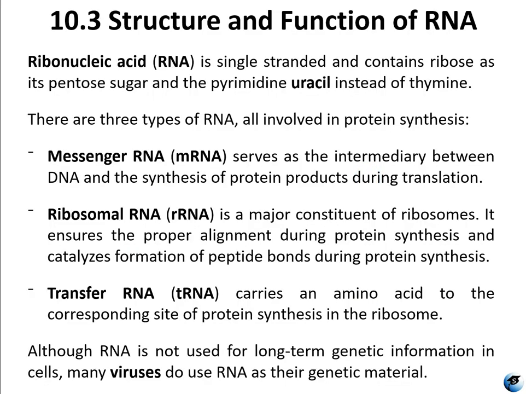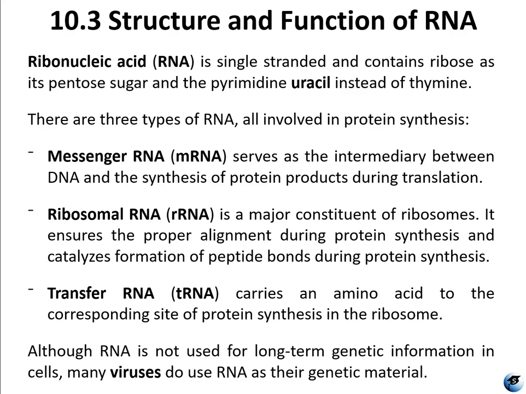DNA, also known as deoxyribonucleic acid, and RNA, aka ribonucleic acid, are very similar molecules, but there are a few differences. First, while DNA is double-stranded, RNA is single-stranded. Next, the pentose sugar in RNA is not deoxyribose, as in DNA, rather it is ribose. And finally, RNA contains uracil instead of thymine.